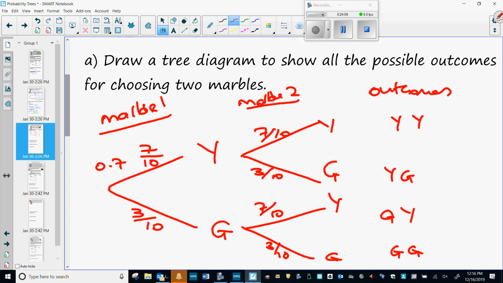So you may find this a bit tedious, but I'm hoping you're looking at this saying, well, yeah, it makes sense, I understand, I follow, they're the same for each time. As I said, the main thing is deciding what are going to be your labels on your branches. So for marble 2, it's exactly the same as it was in marble 1.